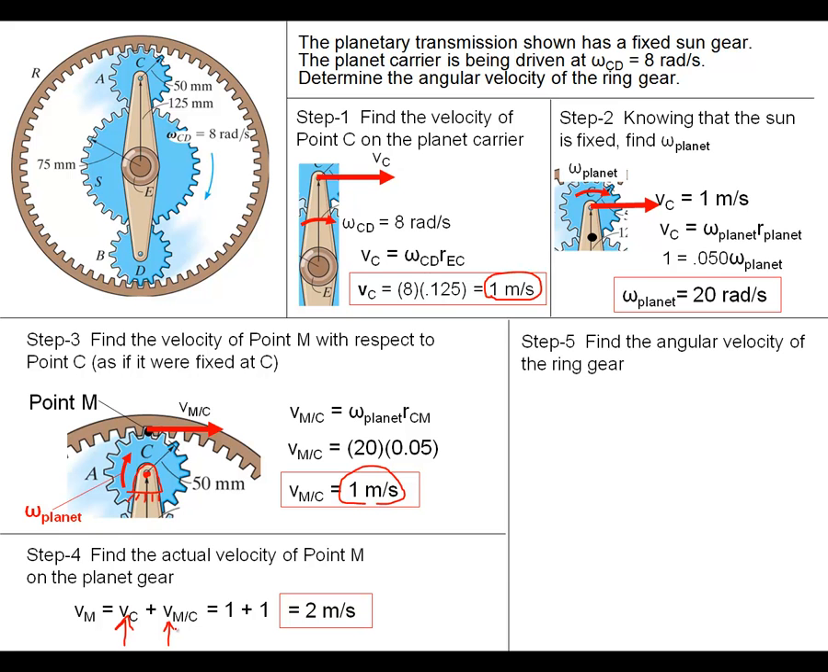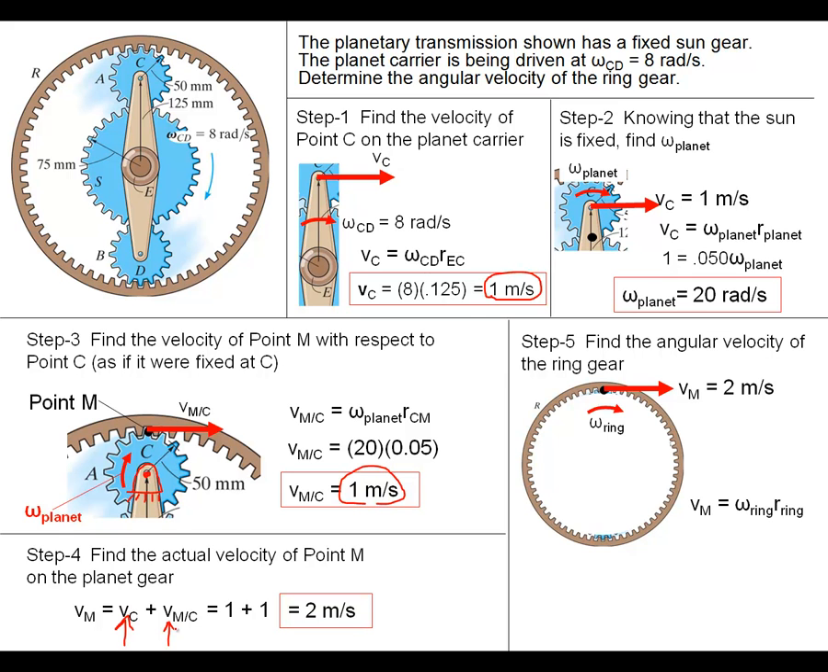So now let's go to step 5. Let's find the angular velocity of the ring gear. Well, there's the ring gear. We know that the actual velocity of that point is 2 meters a second. So let's find out how fast that ring gear would have to be rotating to give us that 2 meter per second velocity. We can find that by omega times r is velocity at M. So let's solve for omega of the ring, which is 11.4 radians per second.